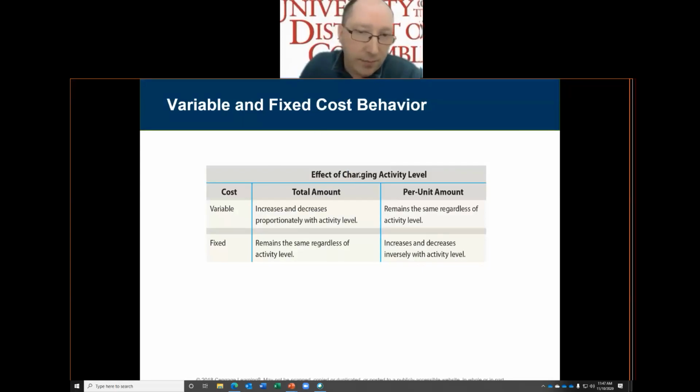The effect on the change. We have two types of costs, variable cost and fixed cost. Well, we also have mixed costs, but you know what those are already. The effect is on the total amount and the per unit amount. The variable cost per unit amount remains the same regardless of activity. The fixed cost per unit amount changes, increasing or decreasing based on the activity level. We learned about that a few slides ago when we talked about the manager's salary, the perfume factory. With respect to the total amount, variable costs increase and decrease proportionally with the activity level. And for fixed, it remains the same regardless of activity level. So it's kind of the inverse, right?